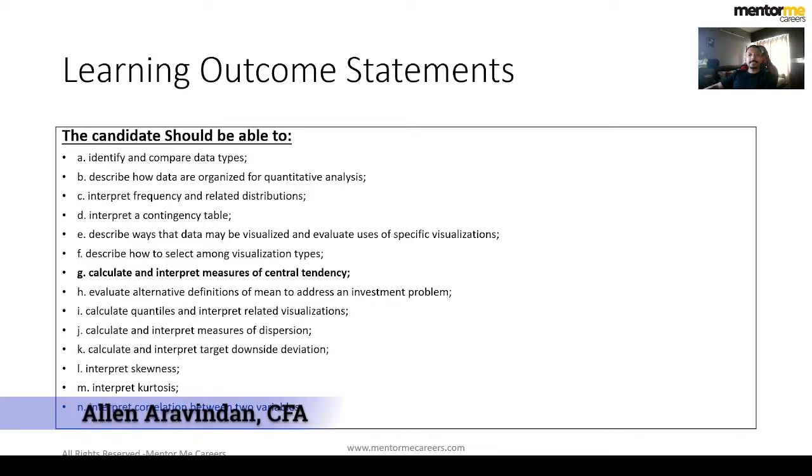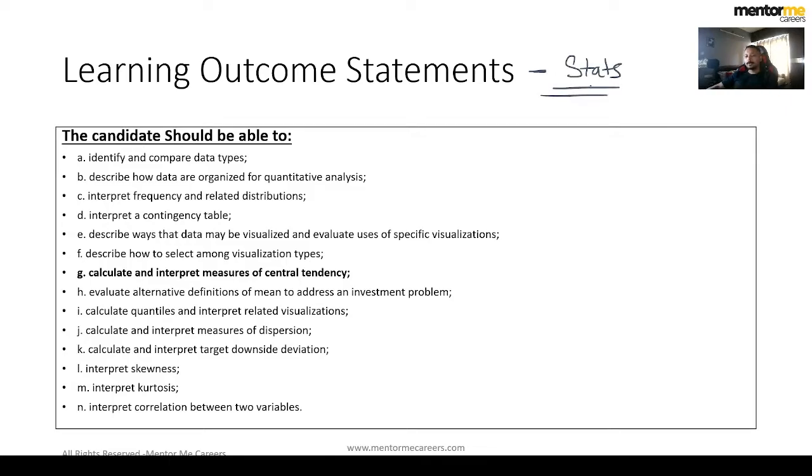Let's look at the next LOS. We're talking about calculating and interpreting measures of central tendency. Now, this is where you can officially state that we are getting into stats. You will have to understand these concepts at a high level of depth, because all the other readings after reading 2 are going to be intense on statistics.